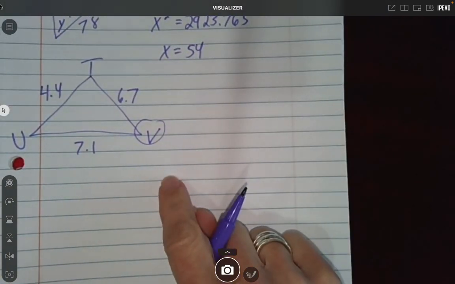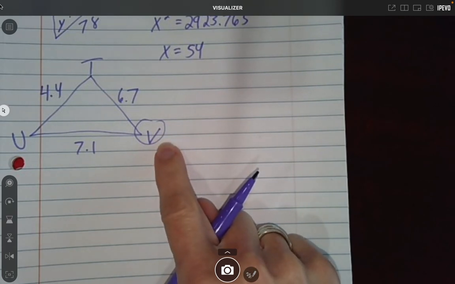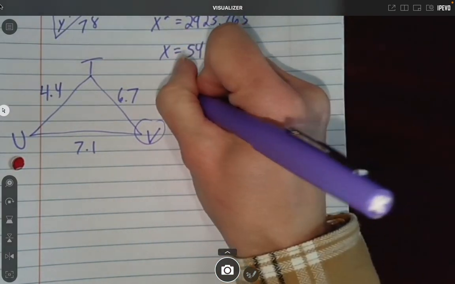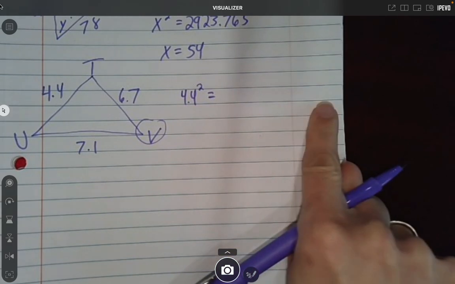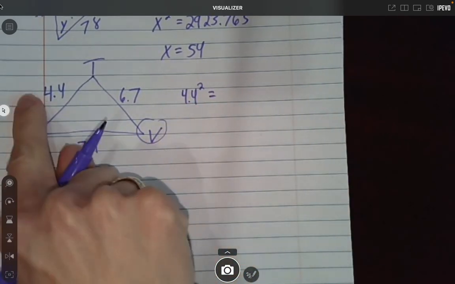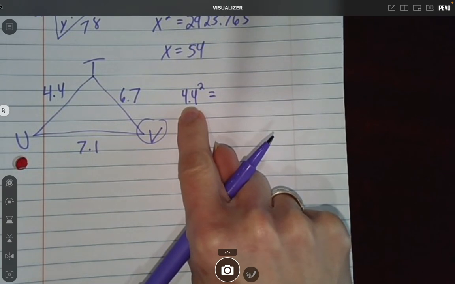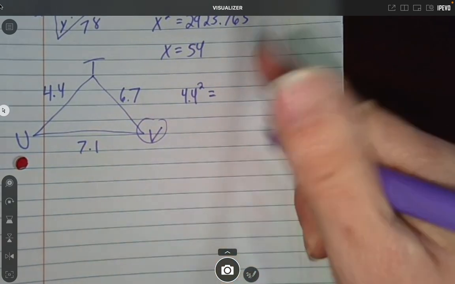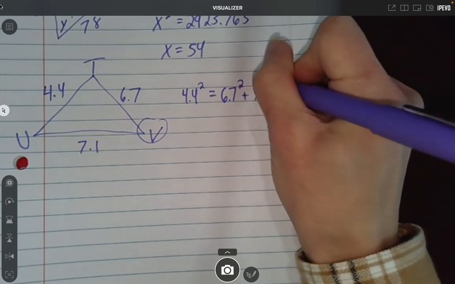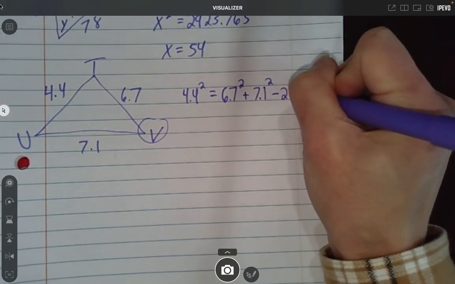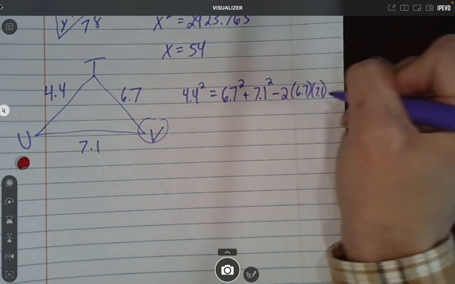Now, if I'm trying to find angle V, which side goes with that? 4.4. So what goes by itself is the 4.4. Okay, do y'all remember? Does that make sense? Remember, the angle that goes with that makes that number 4.4 go over here. Yes, are we good with that? Does everybody understand why I didn't choose these two? Okay, so then you write this number squared, minus 2 times both of those numbers times cosine of V.